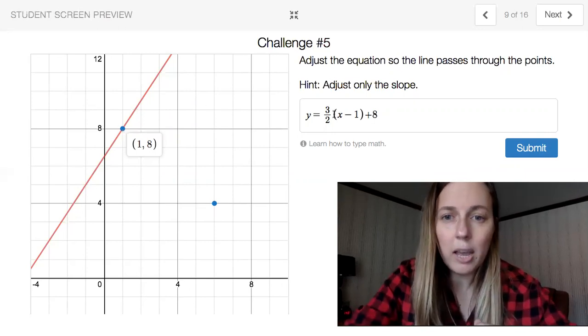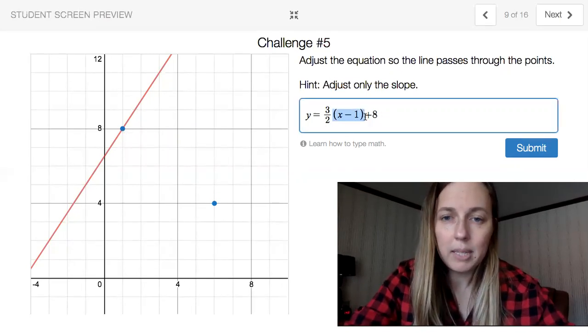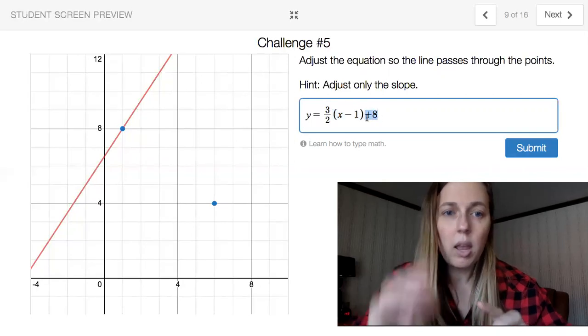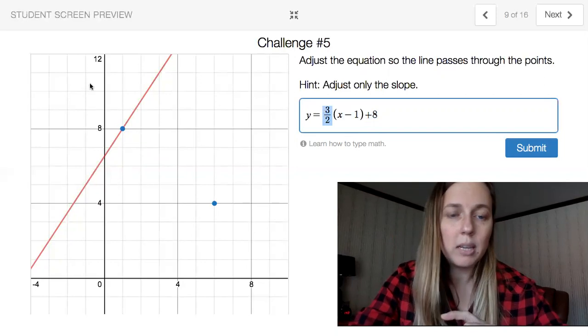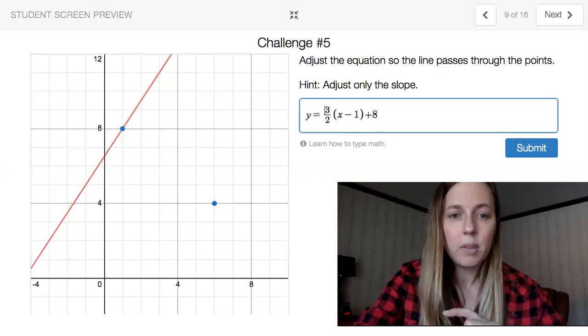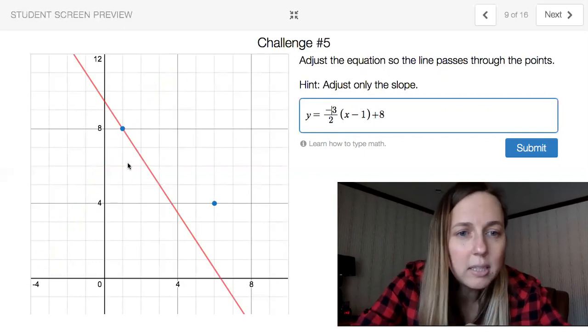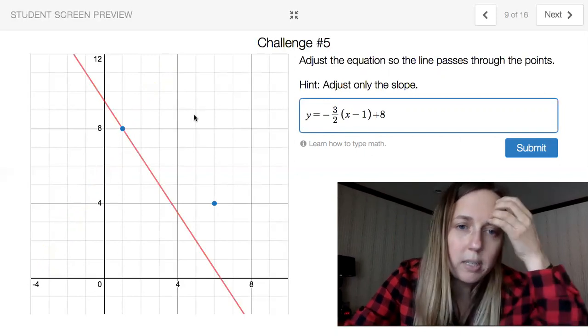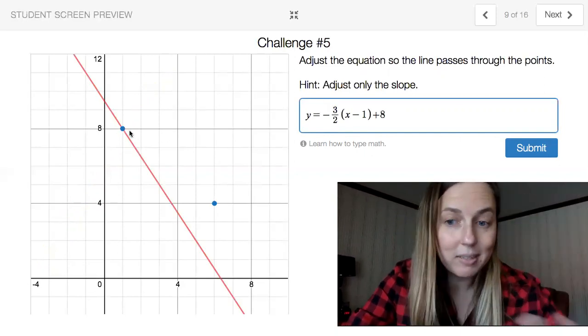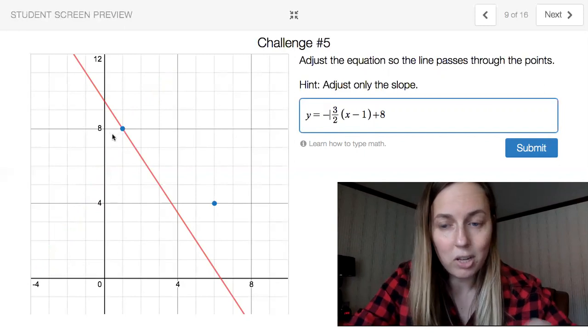So I don't want to change this part because that's making it go through 1, 8. I want to change just the slope, so I need it to go down. So it's got to be a negative. And then that's still not the exact right steepness. So let me put the negative out in front. It doesn't matter, same difference. And you can sort of play around with that and see what will change or not change the line.